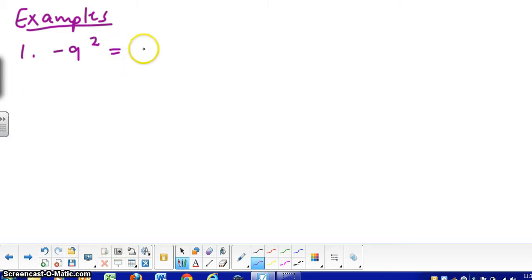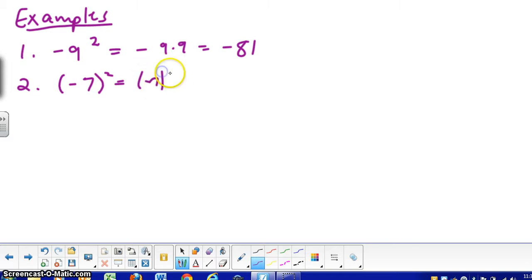Okay, so we know that's negative and then 9 times 9. So you should have gotten a negative 81. Remember, the 2 is only attached to the 9, not the negative sign. All right, go ahead and push pause for this one. This one is a negative 7 squared. This time there's parentheses. Push pause and solve.